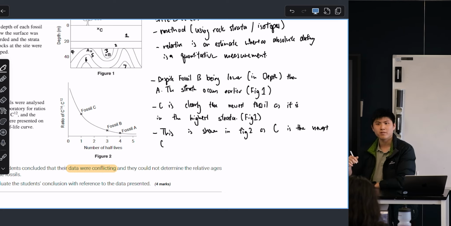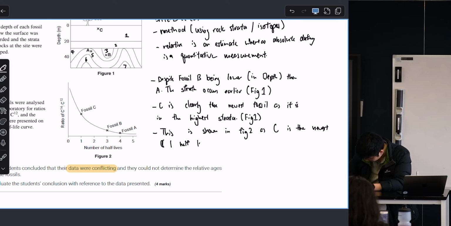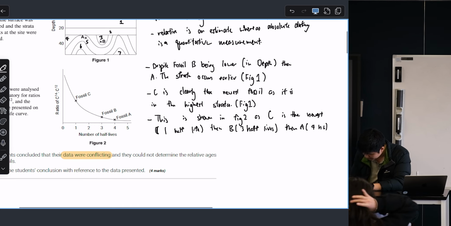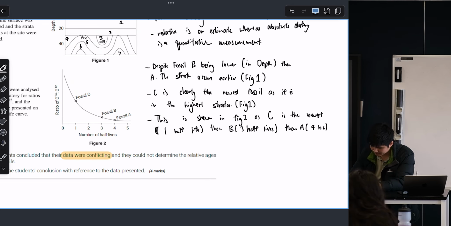And I'm going to again, right, remember with graphs we need to refer to the data numerically if possible, right? So the newest bracket, 1 half-life, then B, which has 3 half-lives, then A, which has 4 half-lives. Cool. Right.